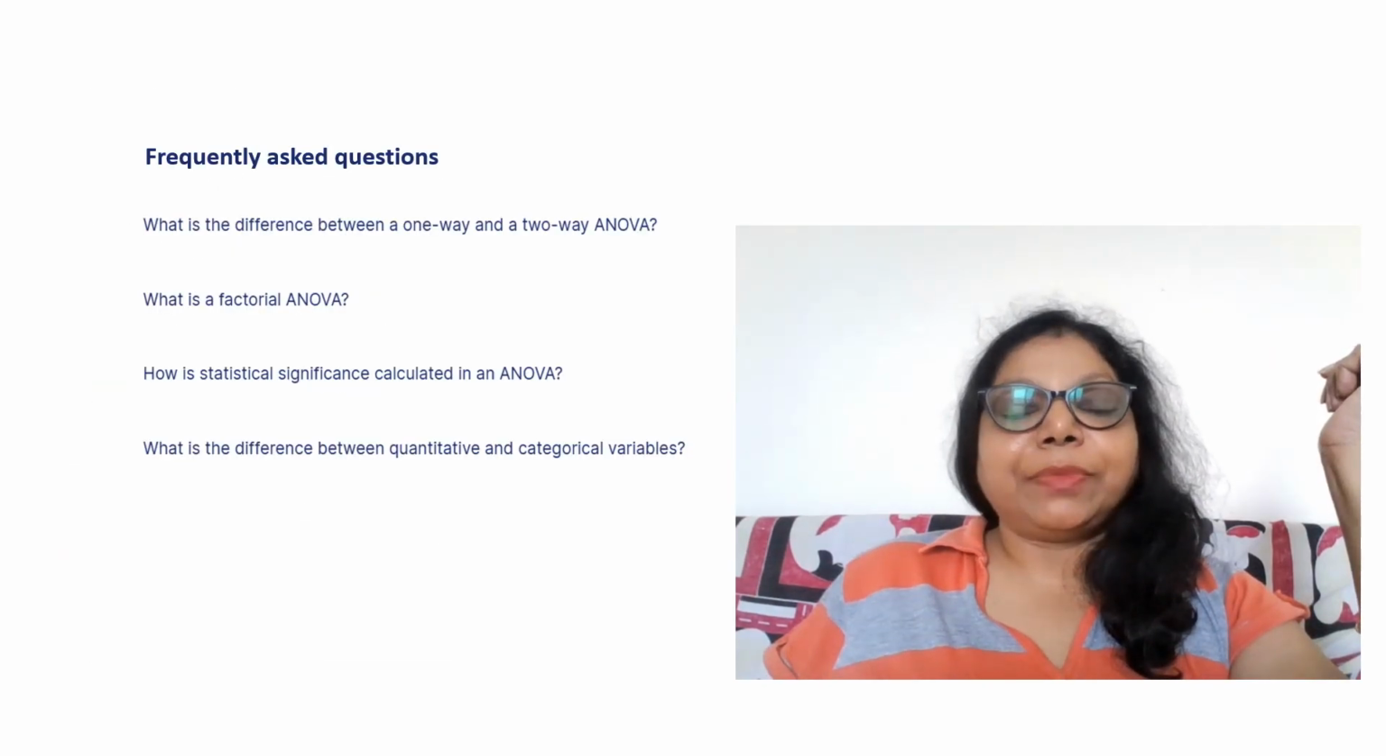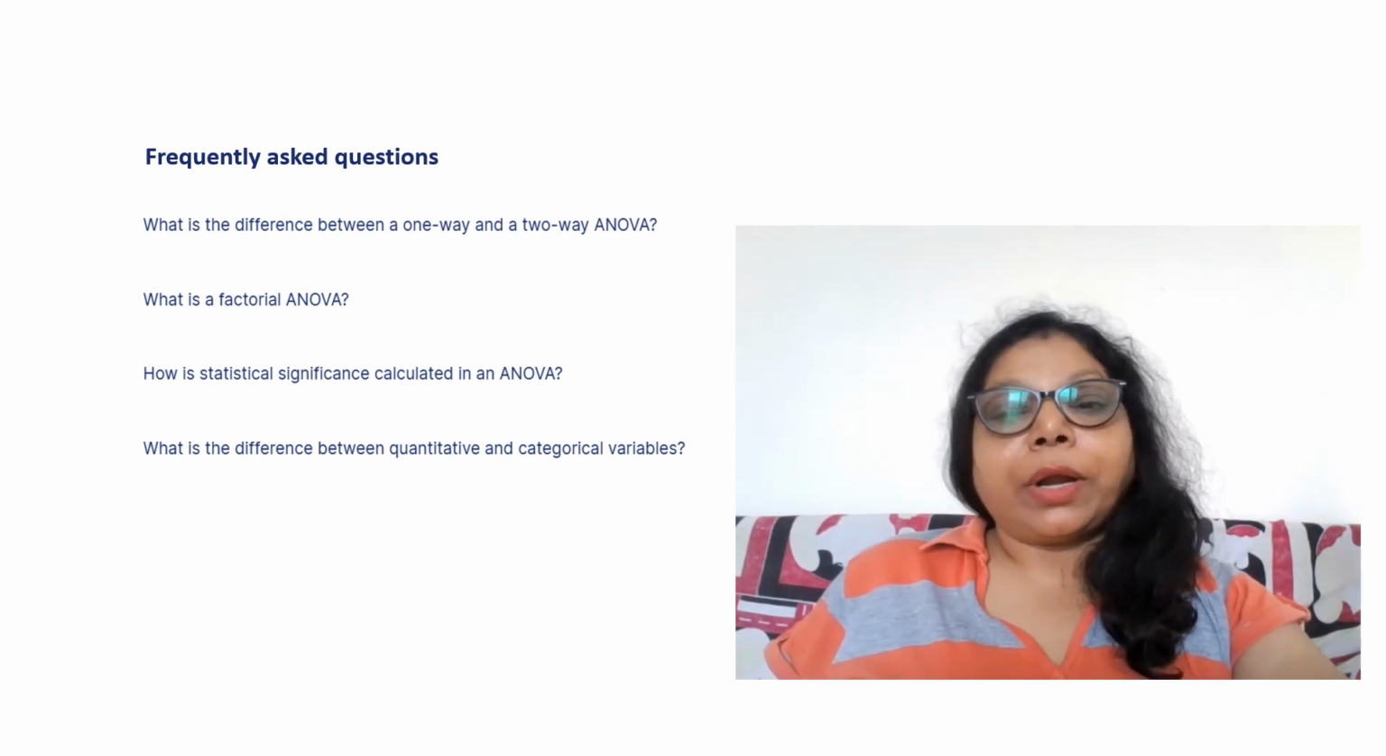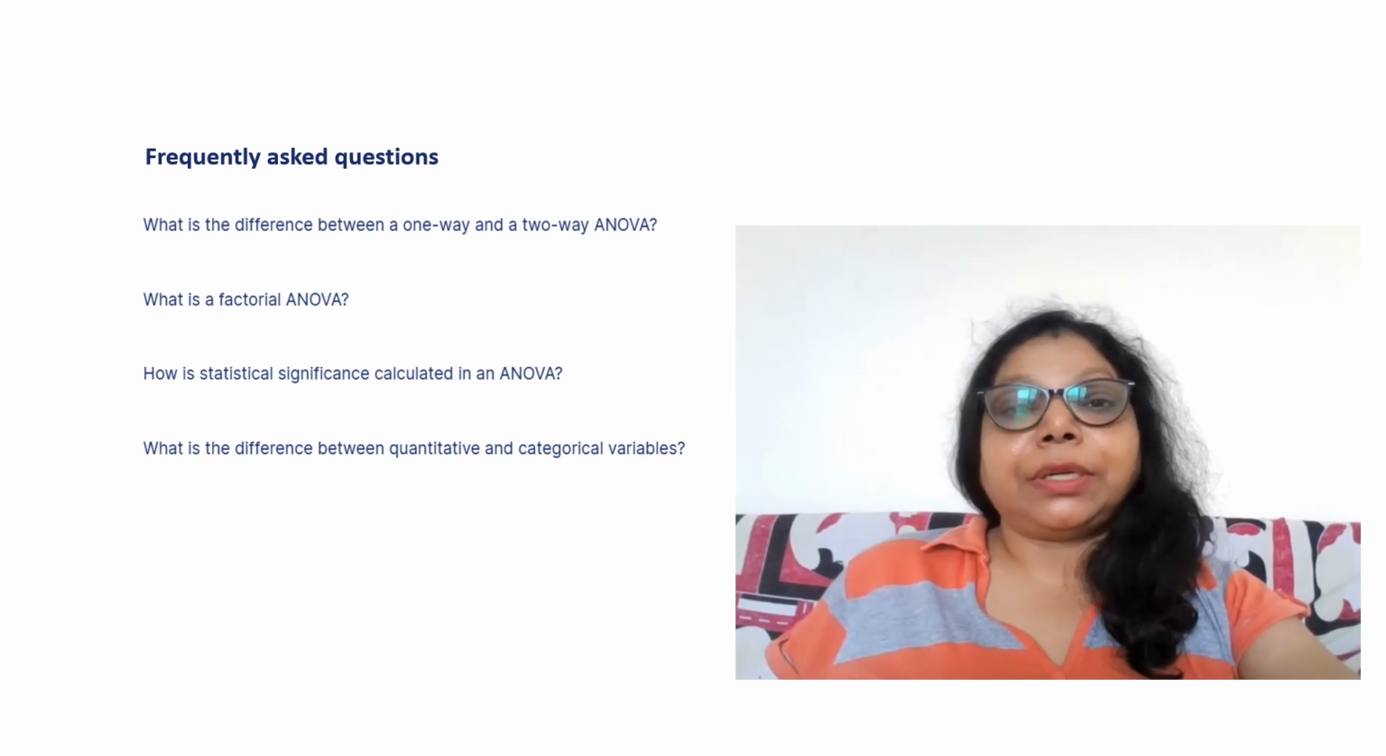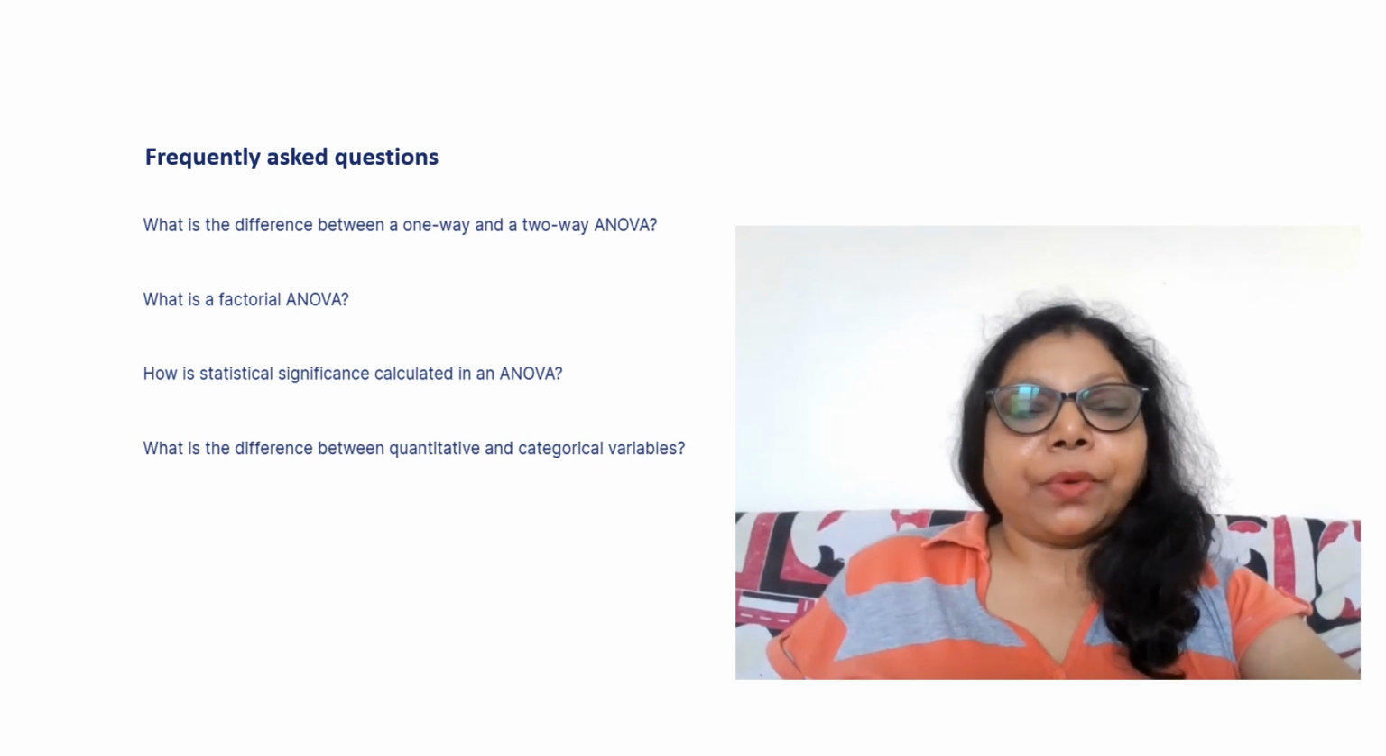I hope I was able to make you understand the statistical test of ANOVA, especially one-way ANOVA. But I have come across many people who often have doubts, and they frequently ask various questions. Like, what is the difference between one-way ANOVA and two-way ANOVA? Sometimes people ask, what is factorial ANOVA? How is the statistical significance calculated in an ANOVA? What is the difference between quantitative and categorical variables? So before I end this session, I will be answering all these questions.